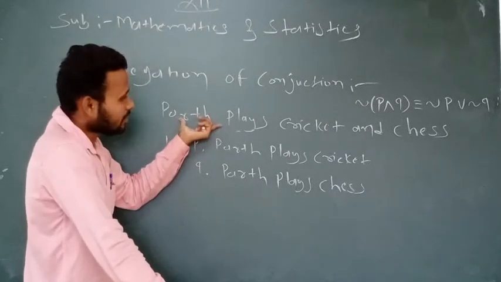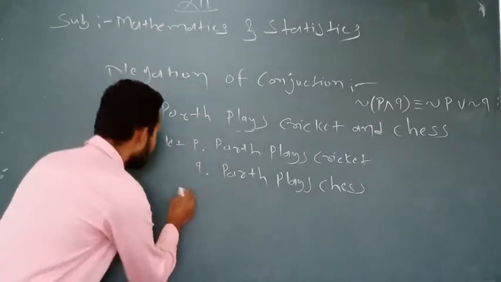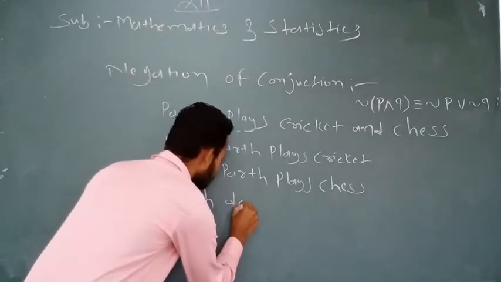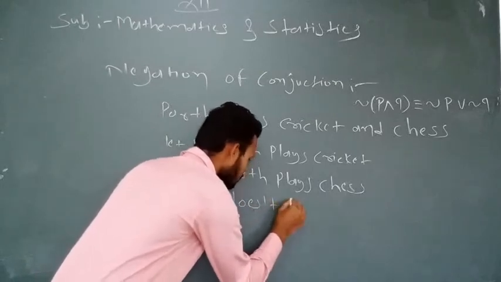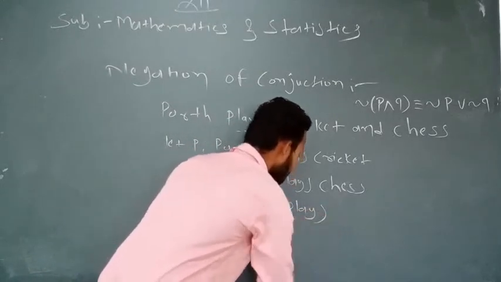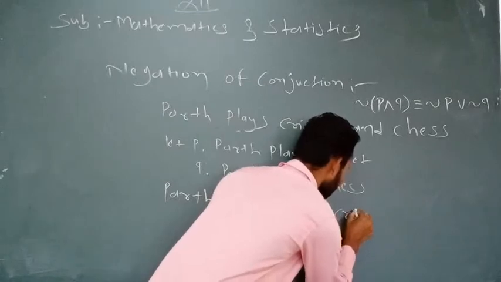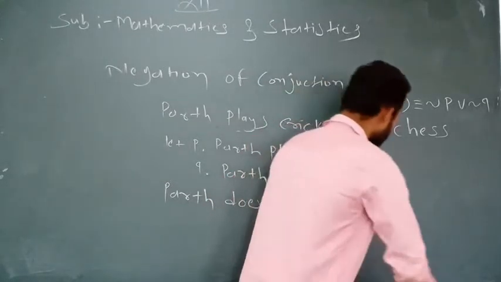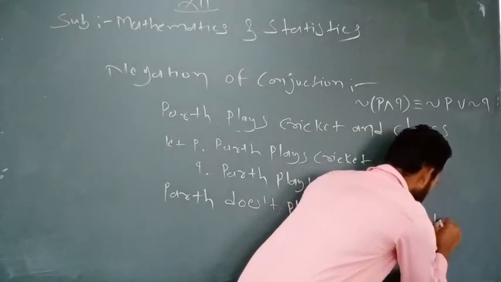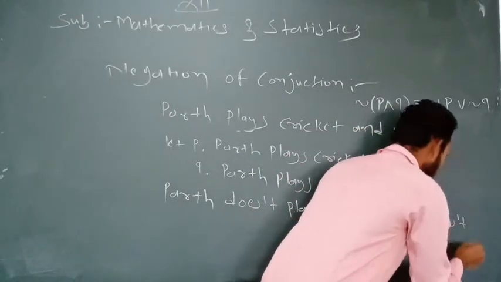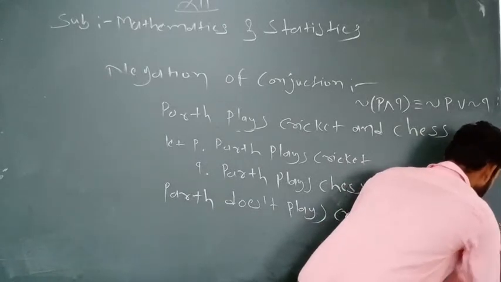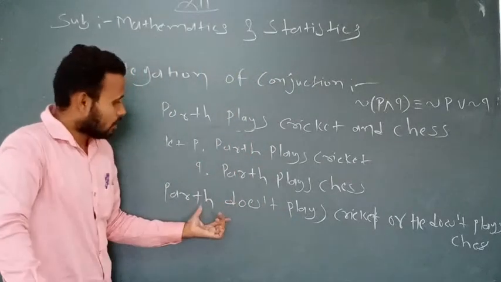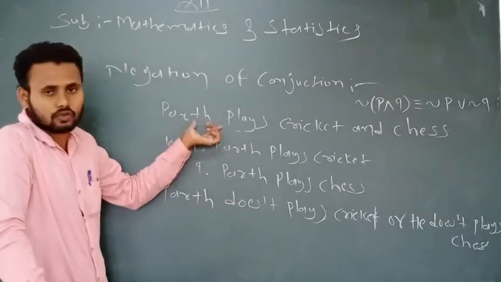Therefore, the negation of that compound statement is: Park doesn't play cricket or he doesn't play chess, which is the required negation of that compound statement.